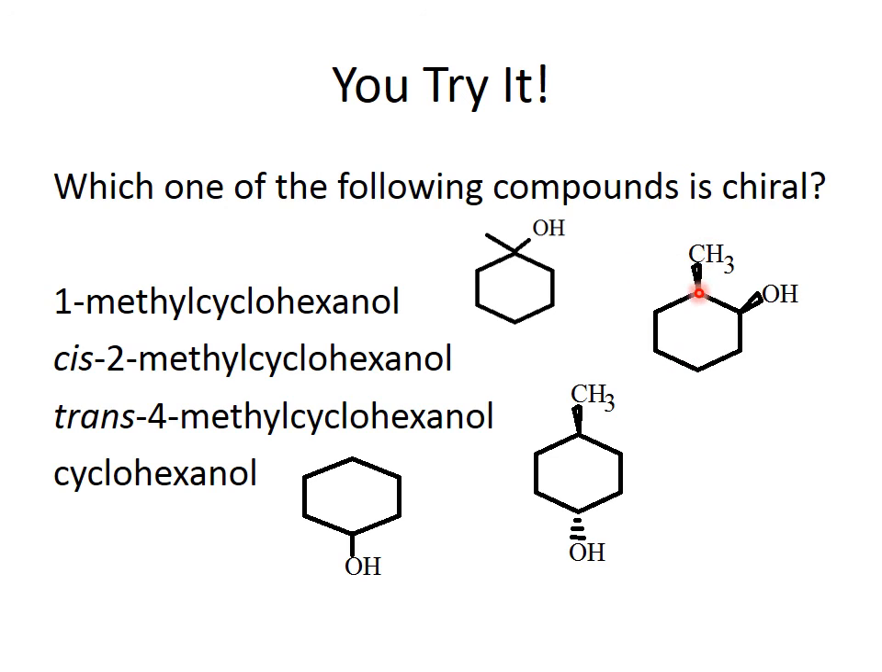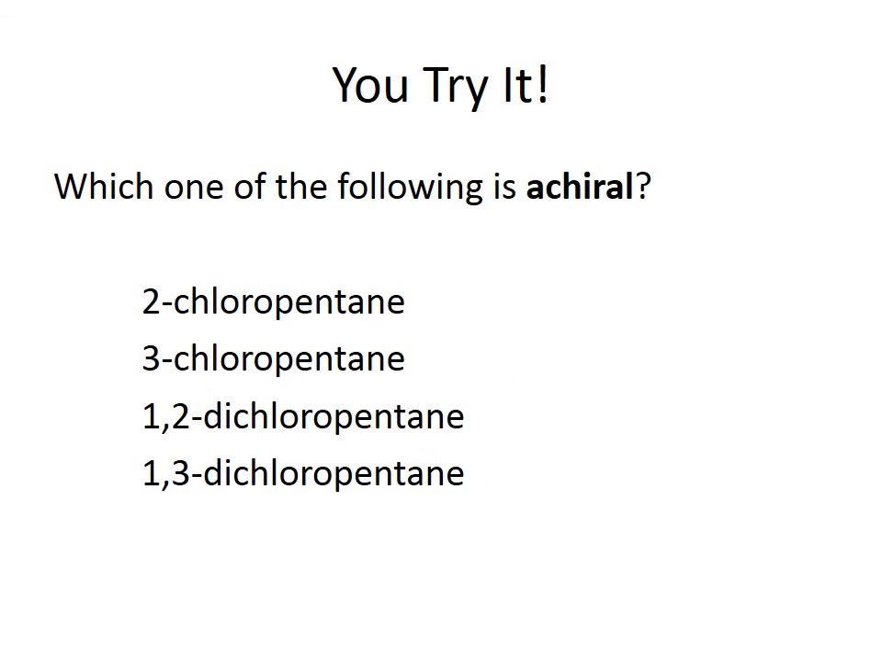However, if I look at this molecule, I'll see that this carbon has a hydrogen, a methyl, and that this side of the ring is different from this side of the ring. Likewise, on this carbon, you have an alcohol group, a hydrogen, and this side of the molecule is different from this side of the molecule. So there are two carbons that are chiral, and that molecule is the chiral molecule.